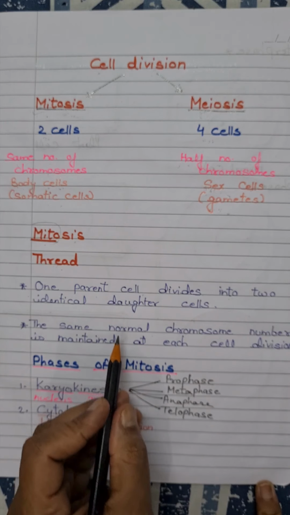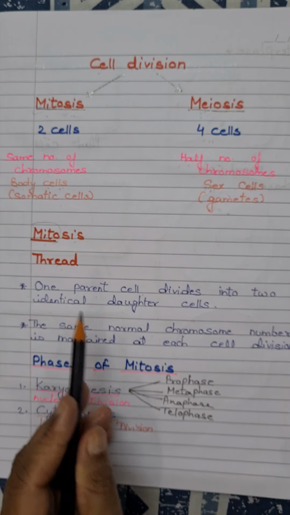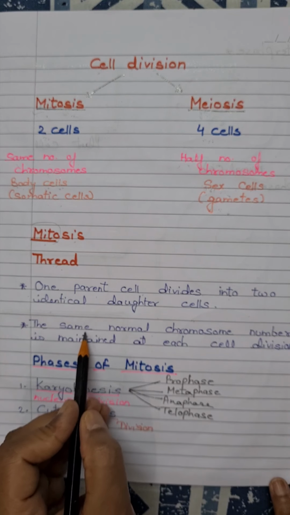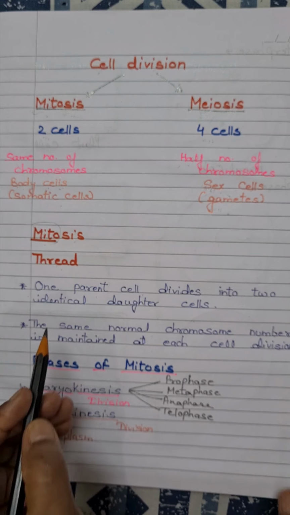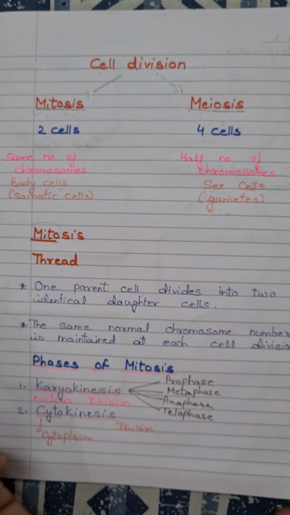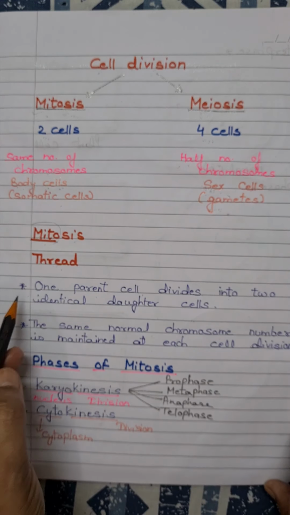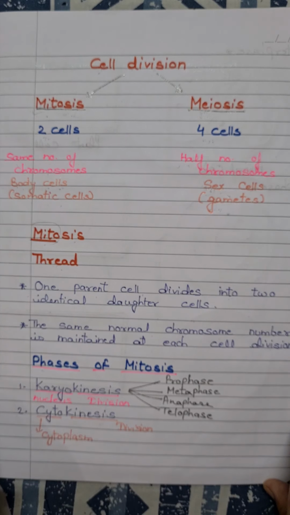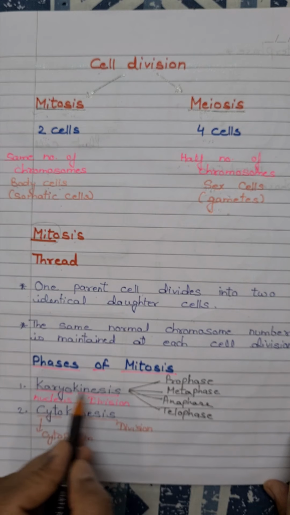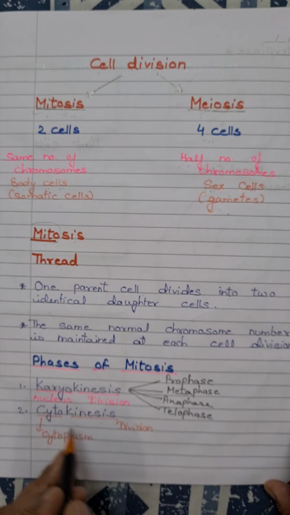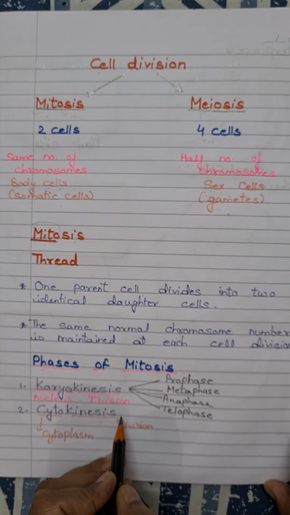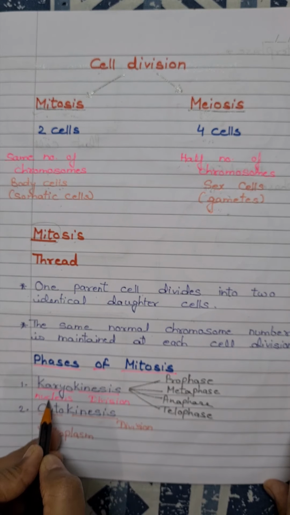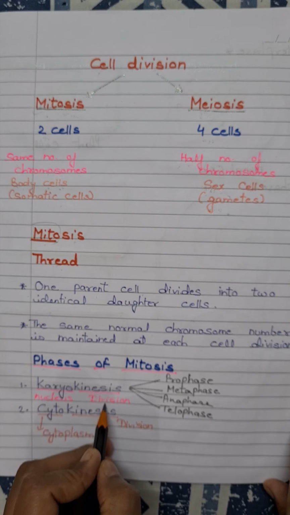This means that after the cell division, as one parent cell divides into two daughter cells, those two daughter cells have the same number of chromosomes as the parent cell. Now this process of mitosis is divided into two main phases. The first is karyokinesis and the second is cytokinesis.